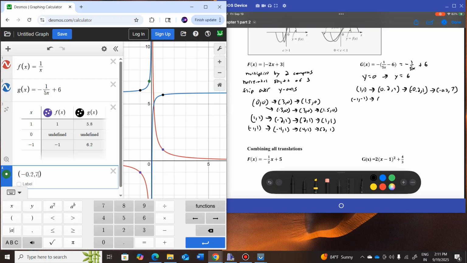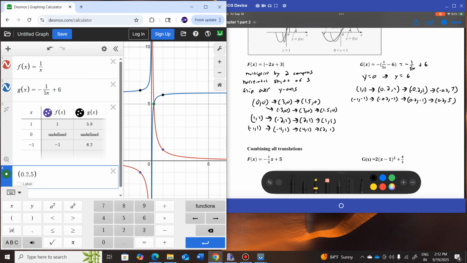Goes to negative 0.2, negative 1. Goes to 0.2, negative 1. And then you add 6 to it, so it's 0.2, 5. And so that's where that point is on the blue graph.